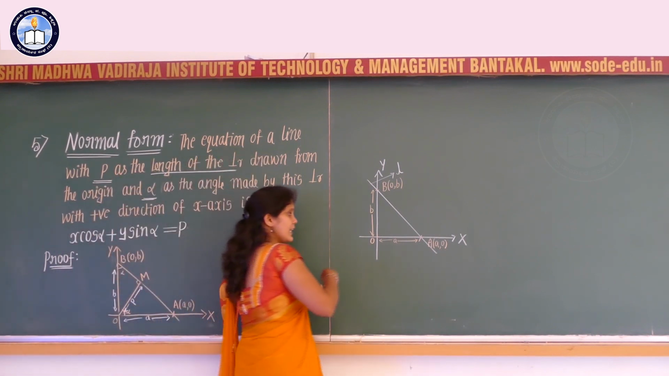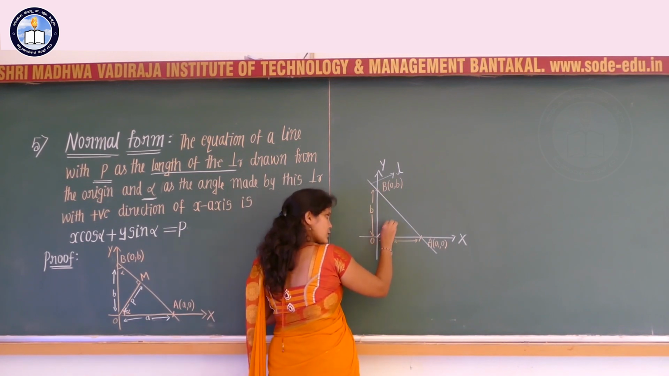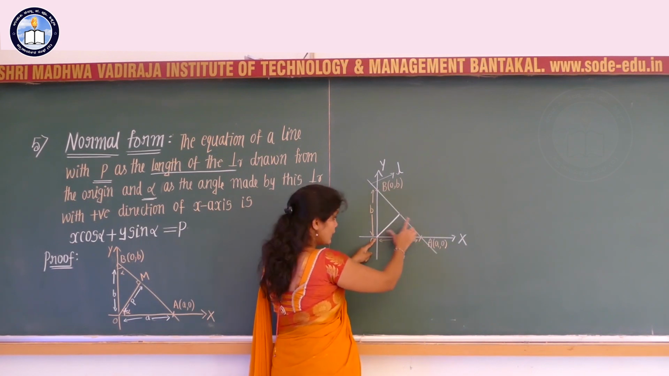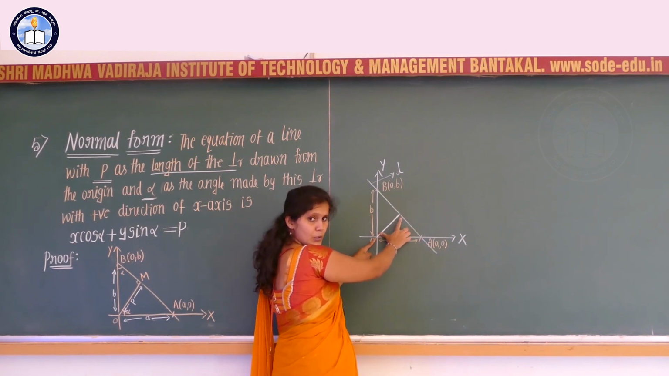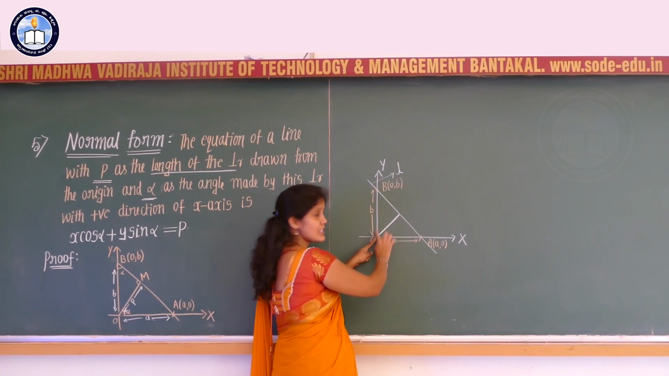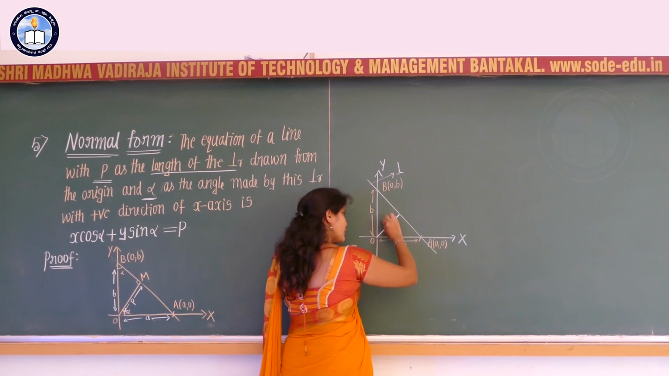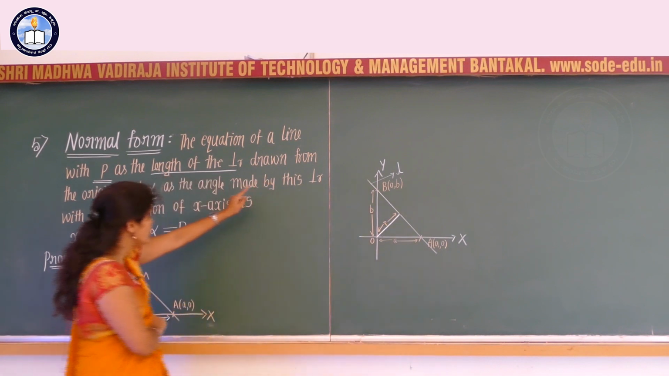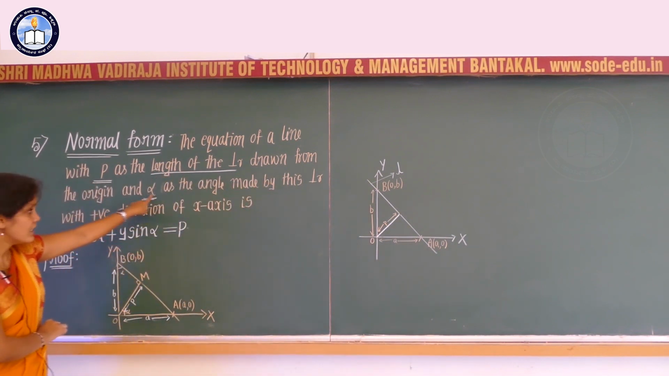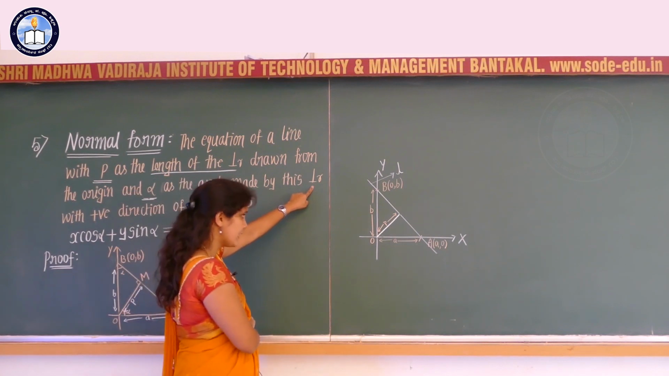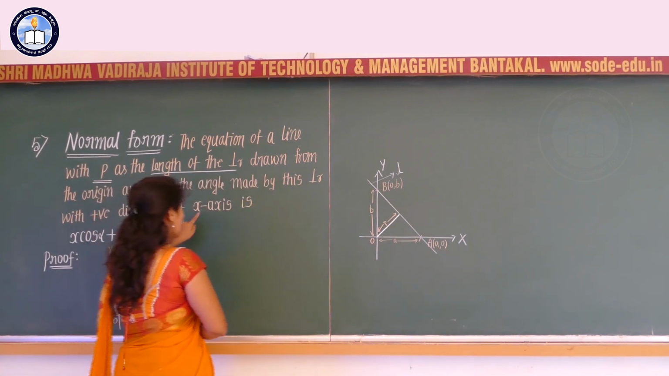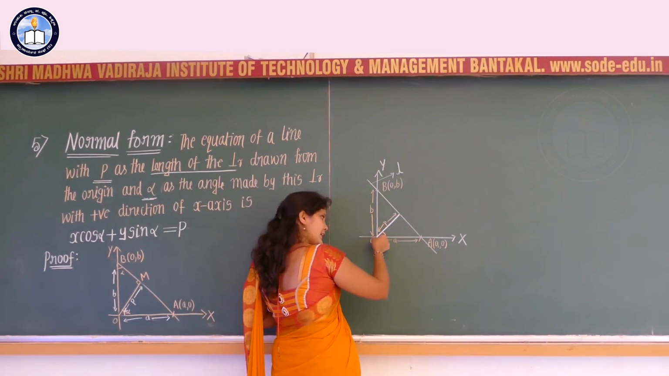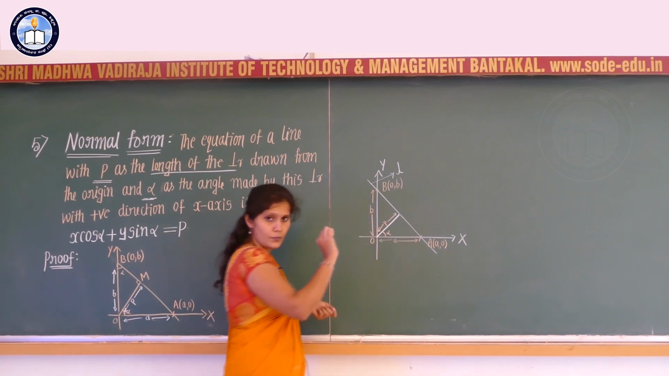with P as the length of the perpendicular. The perpendicular is drawn from the origin to the line. So this is the origin, this is the given line, and we can consider this as the perpendicular. The perpendicular is drawn from the origin to the line and that length is given. P is the length of the perpendicular, and it is also given that alpha is the angle made by the perpendicular with the positive direction of x-axis. Alpha is nothing but the angle made by this perpendicular with the positive direction of x-axis.